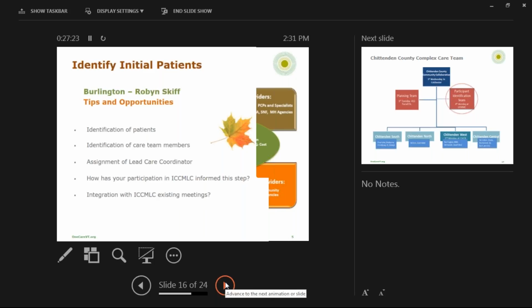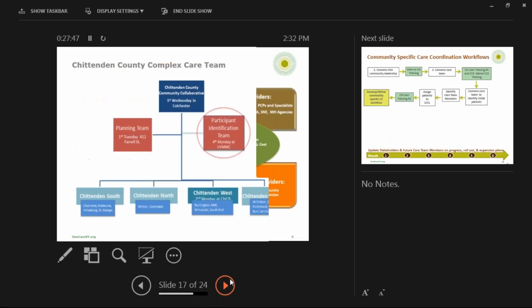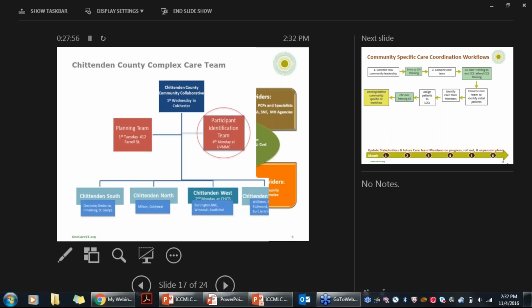I'm Robin Skiff from the Chittenden County Health Service area, and I can tell you a little bit about how we have interwoven this process into our care management collaborative teamwork, and how we're moving forward with identifying patients, team members, and lead care coordinators. So if you flip to the next screen, this is an illustration of what our Chittenden County team looks like right now, and we are identifying patients at that red circle there.